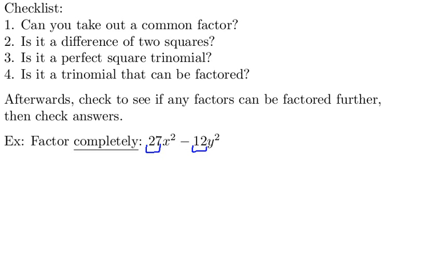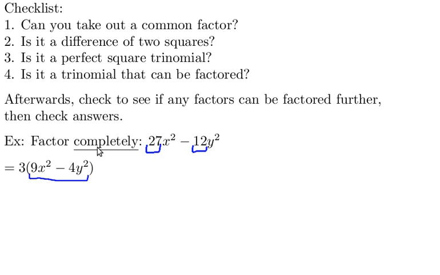So when we divide 27 by 3, we will get 9. And when we divide 12 by 3, we'll get 4. We can check that if we wanted to, but we're not going to actually check it until the end, because before we continue, let's check to see if any individual factor can be factored further. So 3 can't be factored further, it's just a number. Can this be factored further?